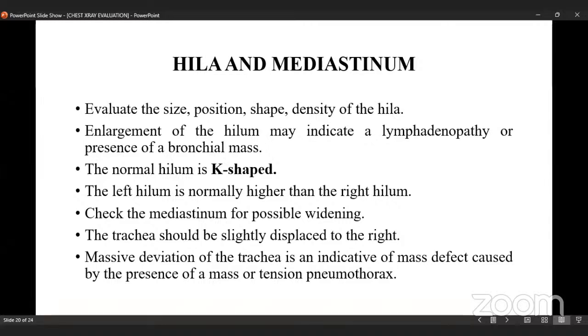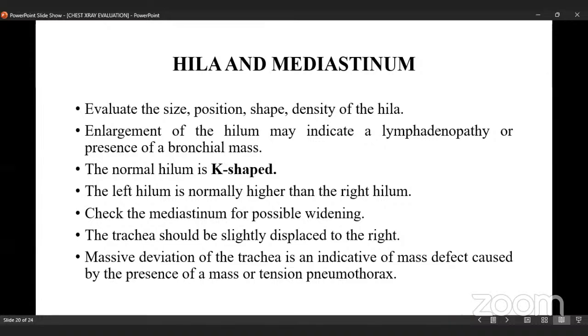Okay. Then let's look at the position. The position of the hilum. We have the right and then the left hilum. Okay. Always and always, the left hilum is a little bit below or lower than the right hilum, or the right hilum is a little bit higher than the left hilum. It's about 1 centimeter difference.